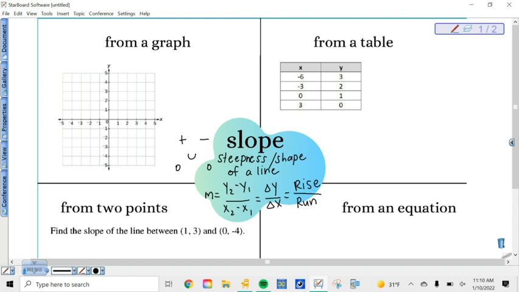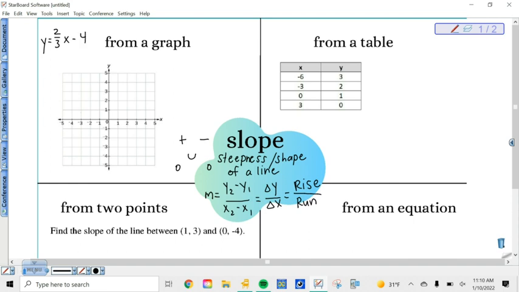I'm just going to erase part of his face so we can see a little better. So the first way we can find slope is from a graph. Let's say we have a line. Let's write out an equation and we'll graph it together. So let's say we have y equals 2/3 x minus 4.